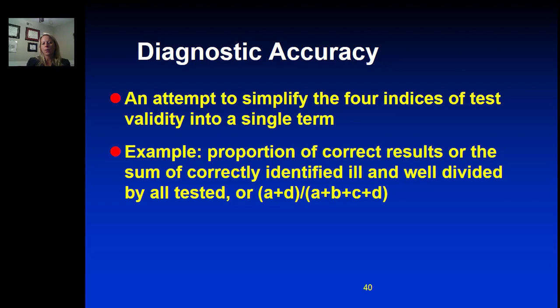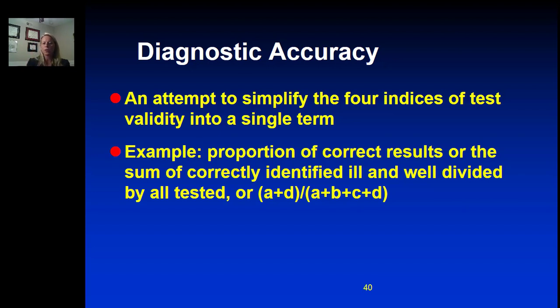And then the final thing I want to define is the diagnostic accuracy. This is an attempt to simplify the 4 indices of test validity into a single term. So for instance, the proportion of correct results, or the sum of correctly identified ill and well divided by all who were tested. This is not a measure that is used often when we evaluate the validity and accuracy of a test. It's just one other measure that can be calculated.